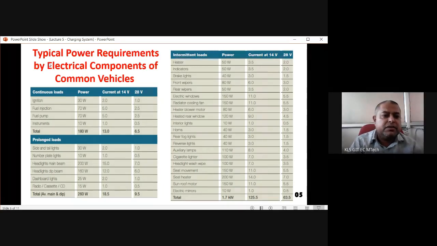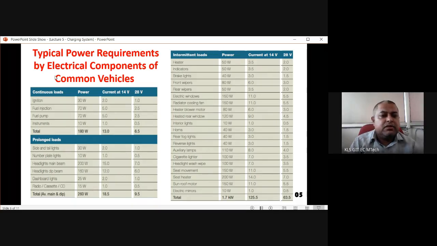How to read it? So continuous load, there are mainly 4 or 5 types. So ignition is a continuous, fuel injection, fuel pump, instruments. So these are mainly continuous loads. And ignition is requiring 30-watt power. If you are using a 14-volt source from the alternator, you will be requiring 2 ampere. So 14 volt into 2 ampere is equal to almost 30 watt. But if you are using a 28 volt source, you'll be requiring 1 ampere. So 28 into 1 is almost 30. 14 into 2 is almost 30. So this is how we are supposed to know that. Any one column you can check, only for 14 volt supply, and that will be enough.